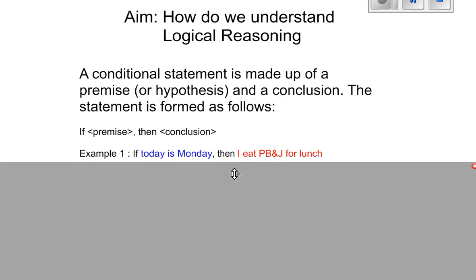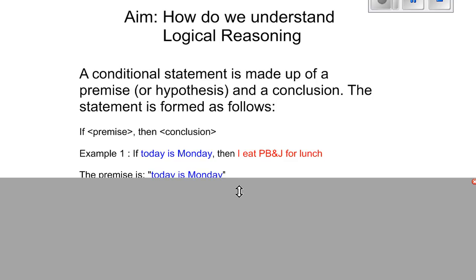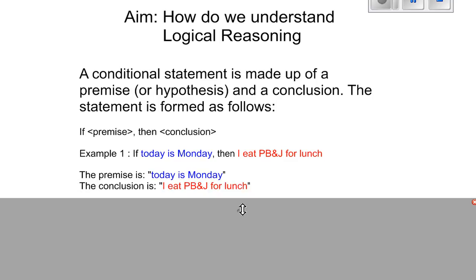Okay, let's take an example. If today is Monday, then I eat PB&J for lunch. If, then. If premise, then conclusion. So my premise is today is Monday, and my conclusion is I eat PB&J for lunch. One thing to notice is that the premise omits the word if, and the conclusion omits the word then. So your premise never has the word if in it. The conclusion never has the word then in it.